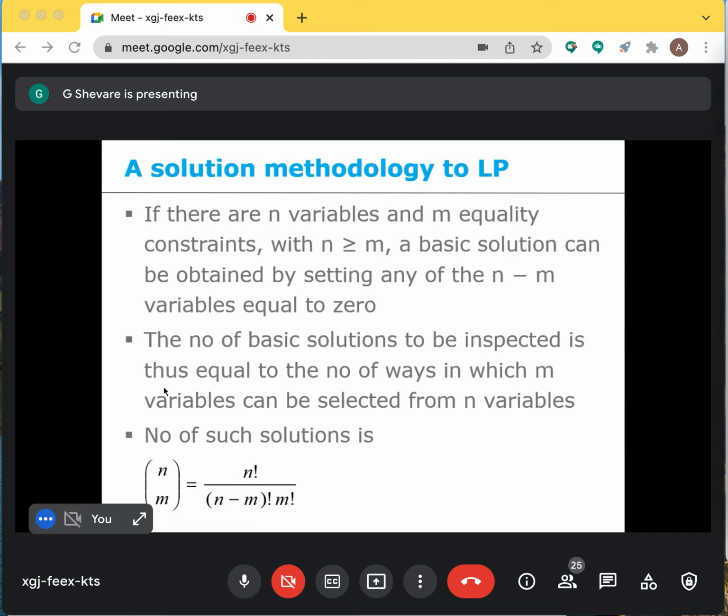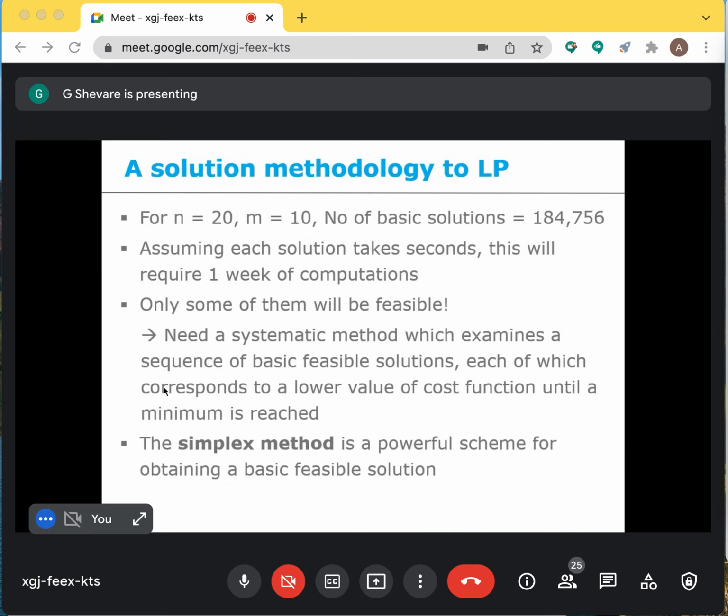The number of basic solutions to be inspected, therefore, is equal to the number of ways in which m variables can be selected from n variables. Number of such solutions is factorial n divided by factorial of n minus m into factorial m. This is what it is. So this is the combination of the solutions, the number of solutions which are possible when the problem has n variables and m equality constraints.